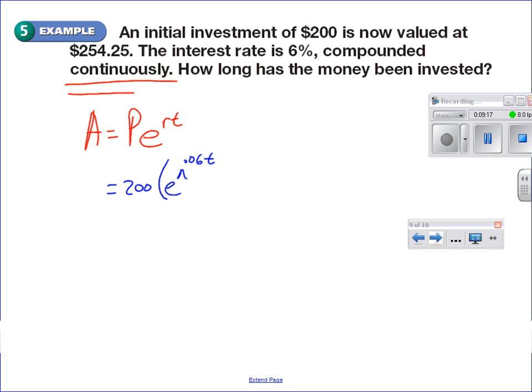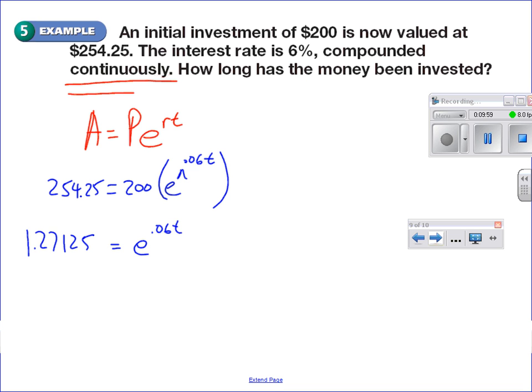How long has the money been invested, right? And then I'm going to end up with 254.25. All right, now you've got to be careful with this. When you do this, you're going to have to take this out to several decimal places, okay? Because it makes a big difference with this when you do these things. So I'm going to divide to start to get e to the 0.06t. I'm going to have to divide by 200 on both sides. And I get 1.27125.